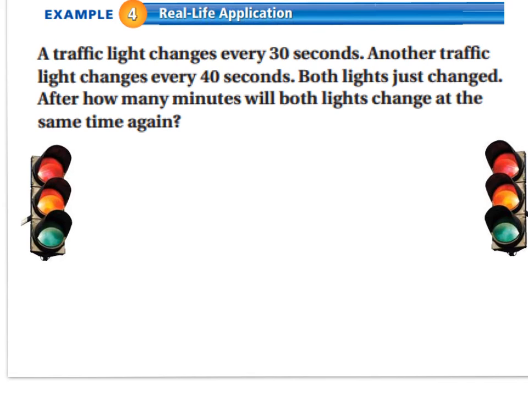Example 4, real-life application. A traffic light changes every 30 seconds. Another traffic light changes every 40 seconds. Both lights just changed. After how many minutes will both lights change at the same time again?